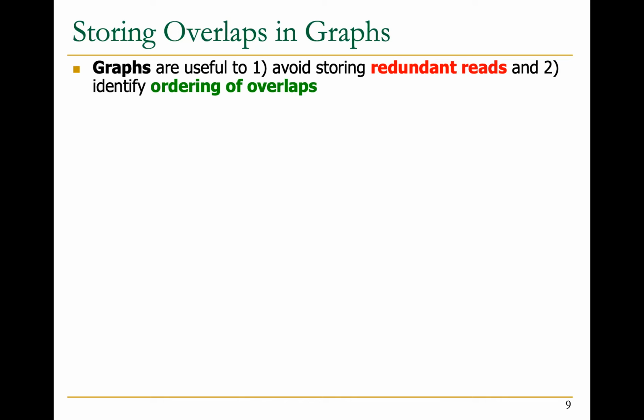And we call that data structure an overlap graph. We use graphs because they are useful for two reasons. First, to avoid storing redundant reads. When you have redundant or the same information, it will help you store that information in the same place, so that you won't store it somewhere else again. And second, we want to identify the ordering of overlaps, globally, the entire ordering of overlaps within all pairs of reads, not just a single pair of reads.